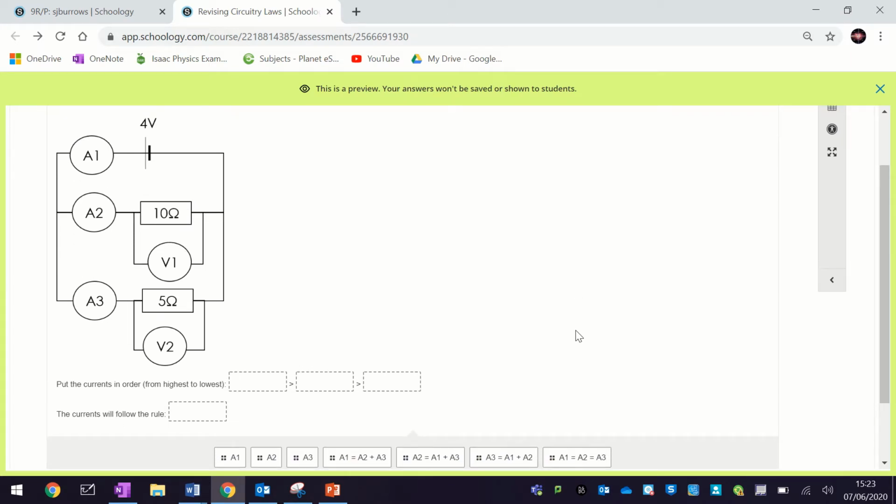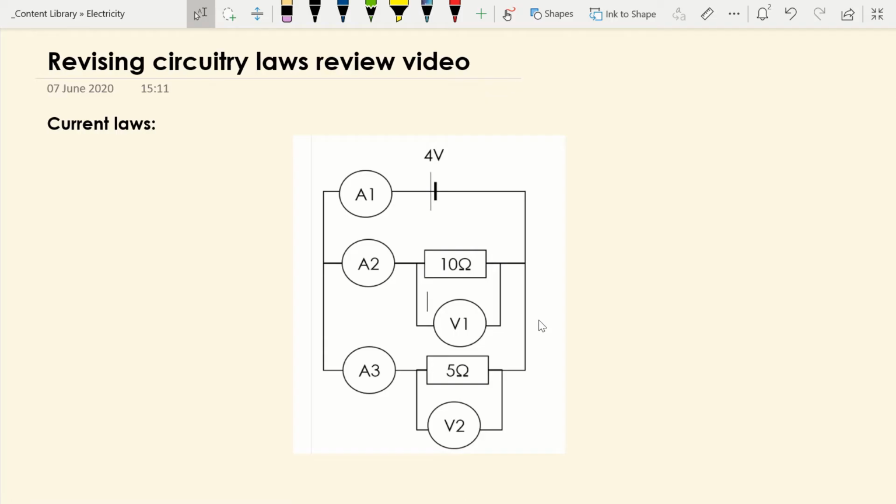And I'll get this up on OneNote so I can annotate it. Okay, so what we're trying to do is put these currents, A1, A2, A3, in rank order and describe a law that they will be following. Okay, so first of all, we can identify which one the biggest will be. This one here. So the current through the cell must be the biggest.